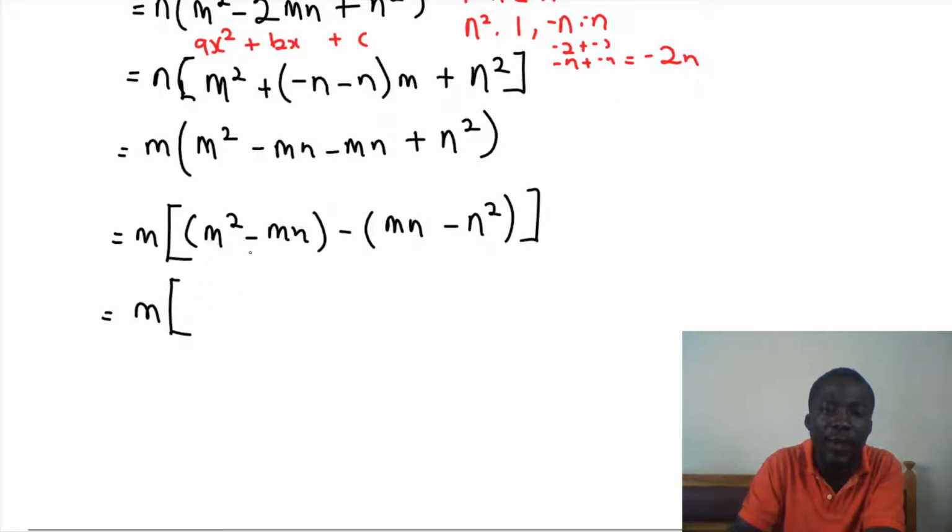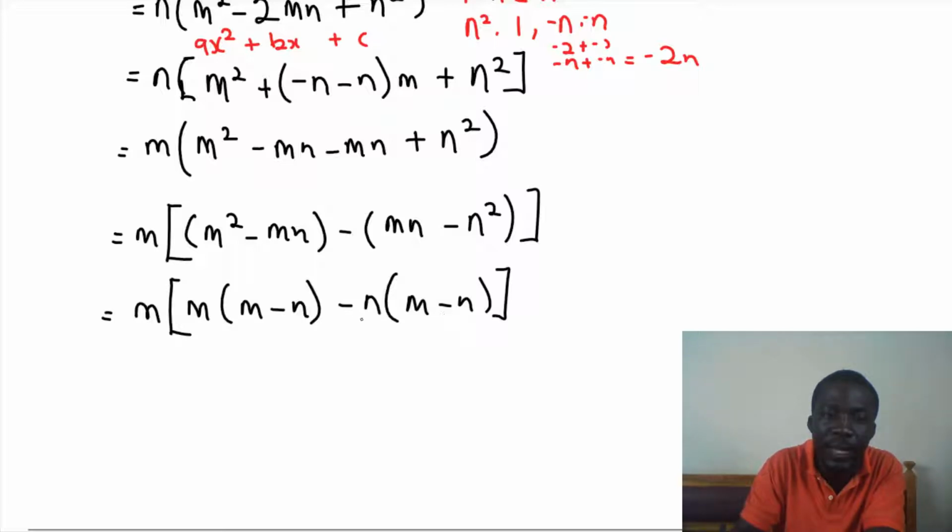Again, m squared minus mn, the common factor is m into brackets m minus n. Then minus mn minus n squared, the common factor is n. Then we'll get m minus n. Since what we have inside the brackets are the same, it means our factorization is correct.